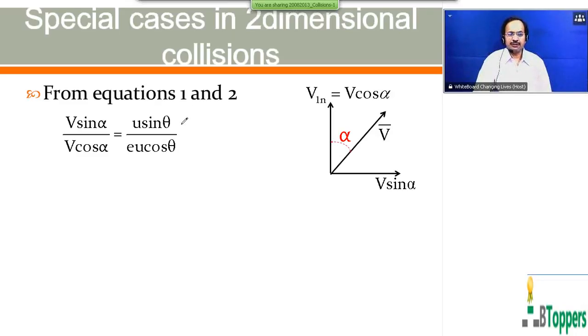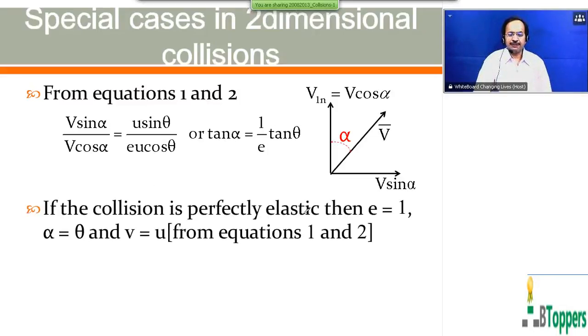If you divide equation 1 by equation 2, you get v sin alpha by v cos alpha equal to u sin theta by E u cos theta. On the left hand side v gets cancelled, on the right hand side u gets cancelled. So you get tan alpha equal to 1 by E times tan theta.